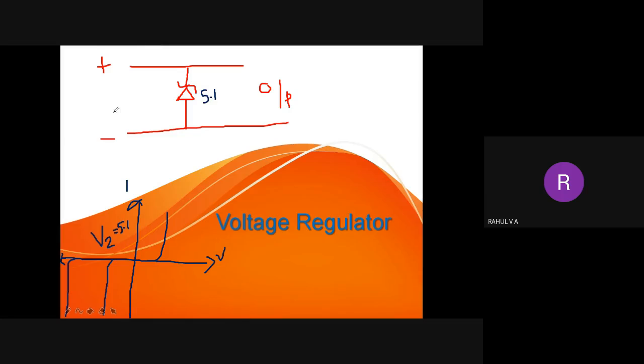If I keep some 1 volt at the input terminal, this is your input, nothing will happen. Output also you will be getting 1 volt because this Zener diode is in reverse bias condition. It will not conduct unless voltage reaches the Zener breakdown voltage.